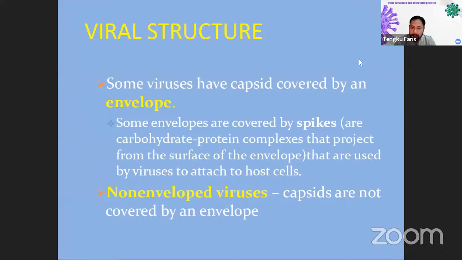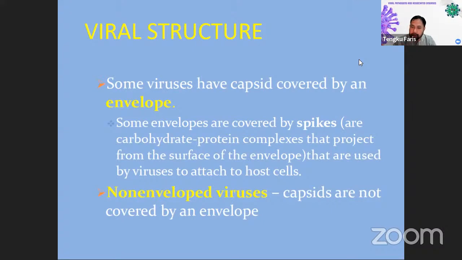You can see they are carbohydrate-protein complexes, meaning the carbohydrates bind to the protein complex that projects from the surface of the envelope. Don't worry, because I will show you the slide or the image after this. This is the common structure used by viruses to attach to host cells. Some viruses need help from the spike receptors that project from the outer surface of their structures.